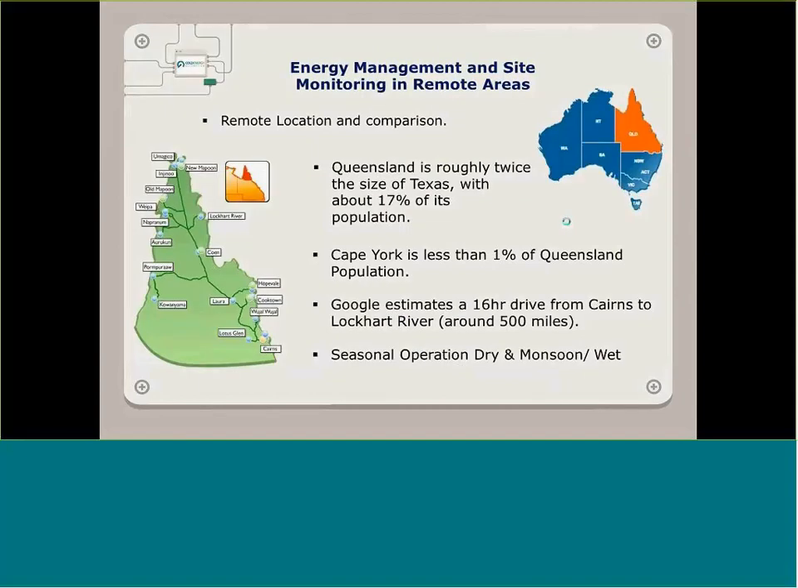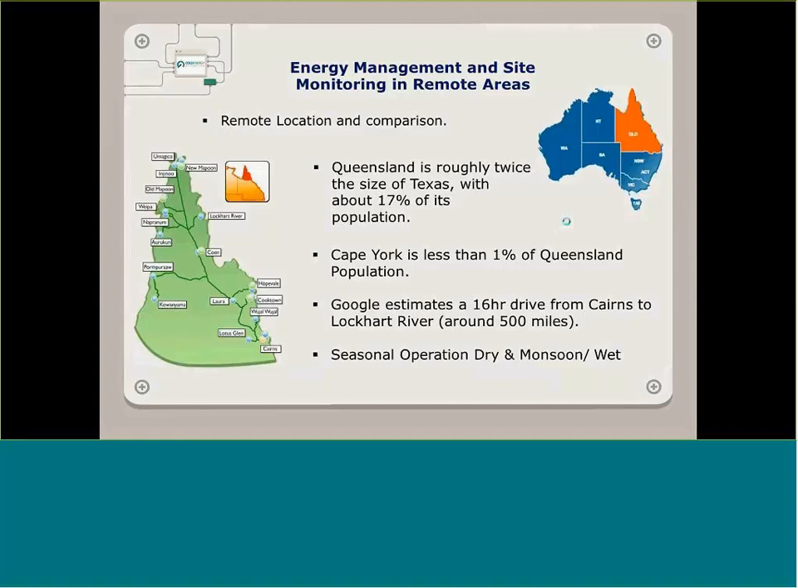The first application, energy management, takes place in some of the remotest parts of Australia. So you can see the map there. We're located in Queensland, the orange state there. To give you some frame of reference, Queensland is roughly twice the size of Texas, with about 17% of its population. Cape York is the most northern part of Queensland, and where these sites are located, they only hold about 1% of the state's population. So the physical size of the area is quite large, and the population's pretty low.